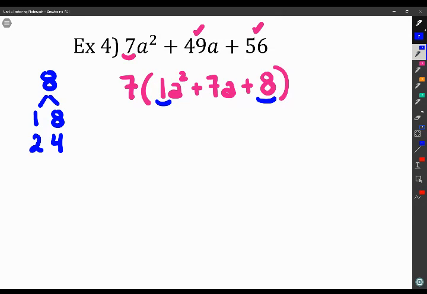I'm actually going to change this problem. Well, not for just a minute, forever. I want this one to be a minus here. So we're going to change this to be a minus problem.